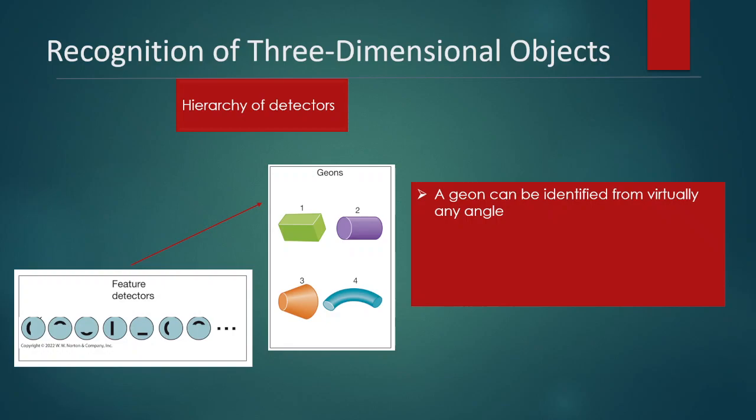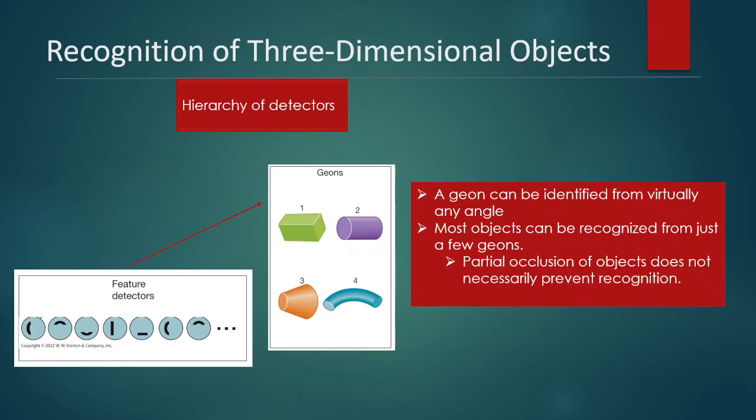You can identify a geon from virtually any angle. So it doesn't matter if you're looking straight on with the rectangle or you're looking at it from a corner like we are here, your brain recognizes that element as the same thing. It doesn't have to be a straight-on view. Most objects can be recognized from just a few geons. Like you don't have to see all the different component geons that make up a form in order for you to start to recognize the form.